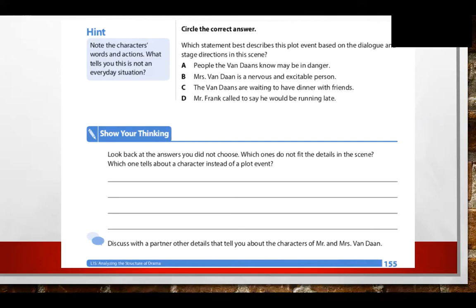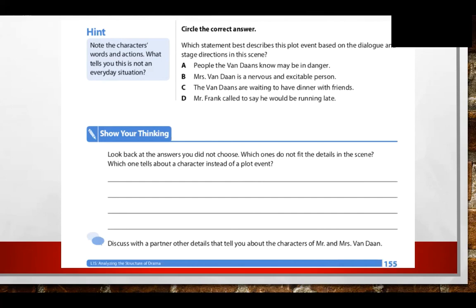So let's do the show your thinking. Look back at the answers you did not choose, which would be B, C, and D. Which one does not fit the details in the scene? And then it says, which one tells about a character instead of a plot event? Okay, so you could say B, Mrs. Van Dam is a nervous and excitable person, tells about a character instead of a plot event. It tells about a character, not what's happening. The Van Dams are waiting to have dinner with friends. This does not fit the detail in the scene because they have bags with them. Why would you take suitcases and your cat to dinner? That would be weird.